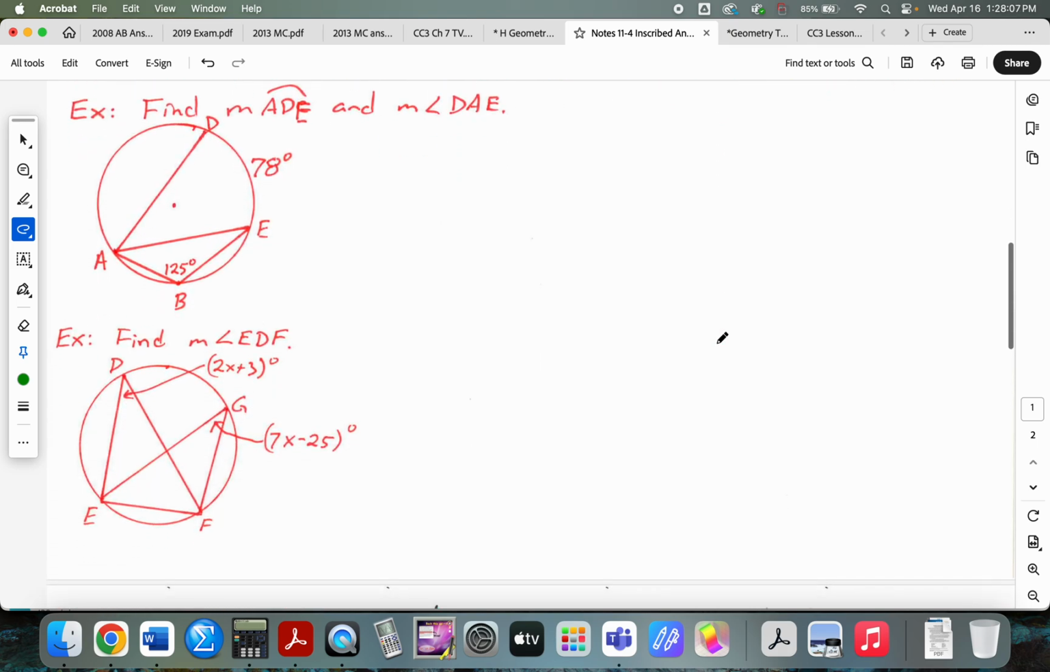So let's do some examples. Let's find the measure of arc ADE and the measure of angle DAE. Well, I'm going to do those in the opposite order. DAE is just an inscribed angle, right? Its vertex is on the circle and its sides are both chords. So the measure of that will be half the measure of its arc. So the measure of angle DAE is just going to be half of 78, which is 39 degrees.